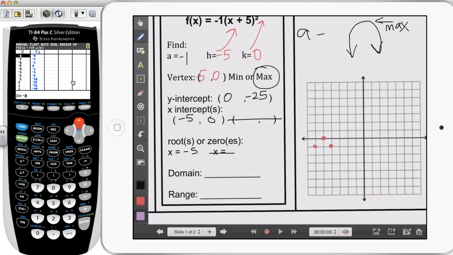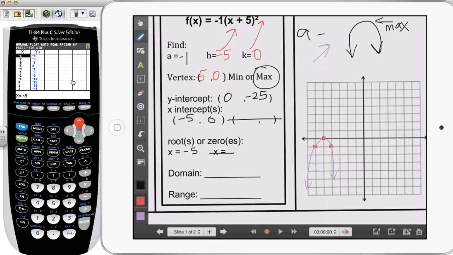And that's going to be my parabola. As you can see, it's an upside down parabola. It's a reflected parabola because we have an a that's negative. And it's enough to have two points other than the vertex for you to be able to graph it.